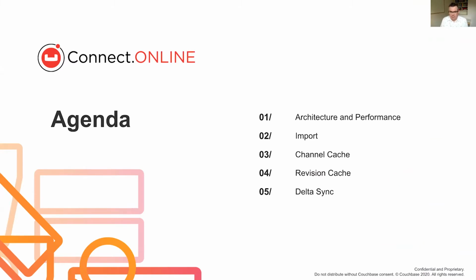So I'm going to start off with a high-level discussion of architecture and performance, but then drill specifically into 4 components of Sync Gateway and talk about how those components work and what configuration and tuning options you might want to think about for those 4 components based on how they're built.